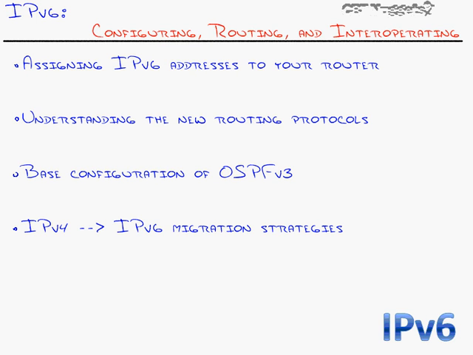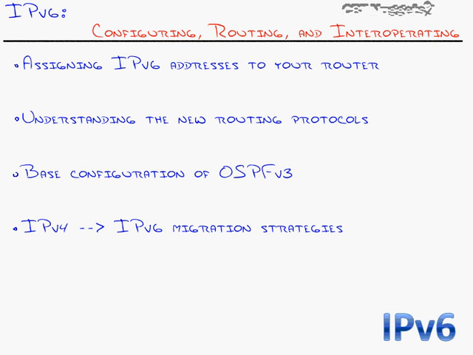All right, we've seen enough concepts on IP version 6. It's now time to go through configuring, routing, and interoperating. That is, setting up IP version 6 on your Cisco router. It's actually not too bad. Routing using a new version of the OSPF routing protocol and some of the other routing protocols we'll see, but we'll set up OSPF in here.